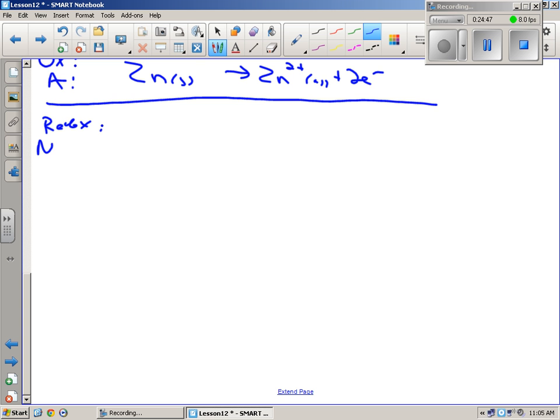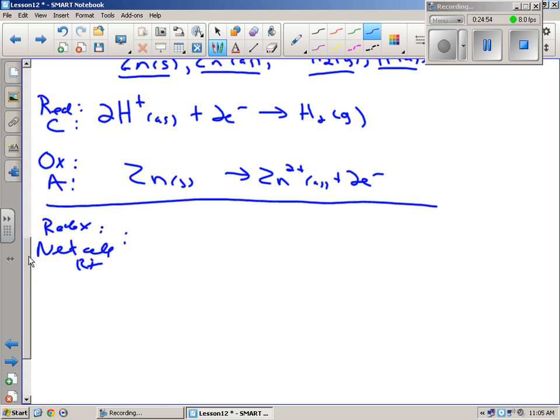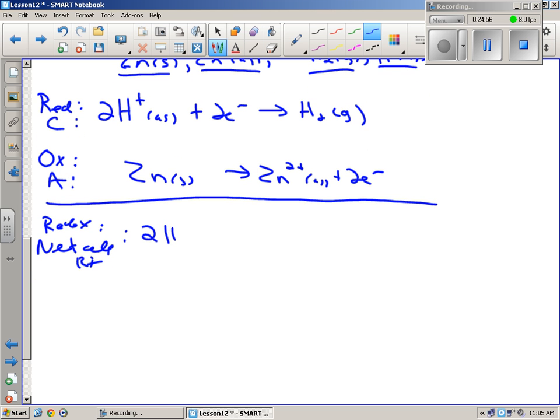So all together here, we're going to write out our redox reaction, once again otherwise known as the net cell reaction. Make sure you know all these terms, of course, okay? So what do we have? 2H plus and zinc solid gives me H2 gas and zinc 2 positive. Okay? And that would be your net cell reaction, or the redox reaction.